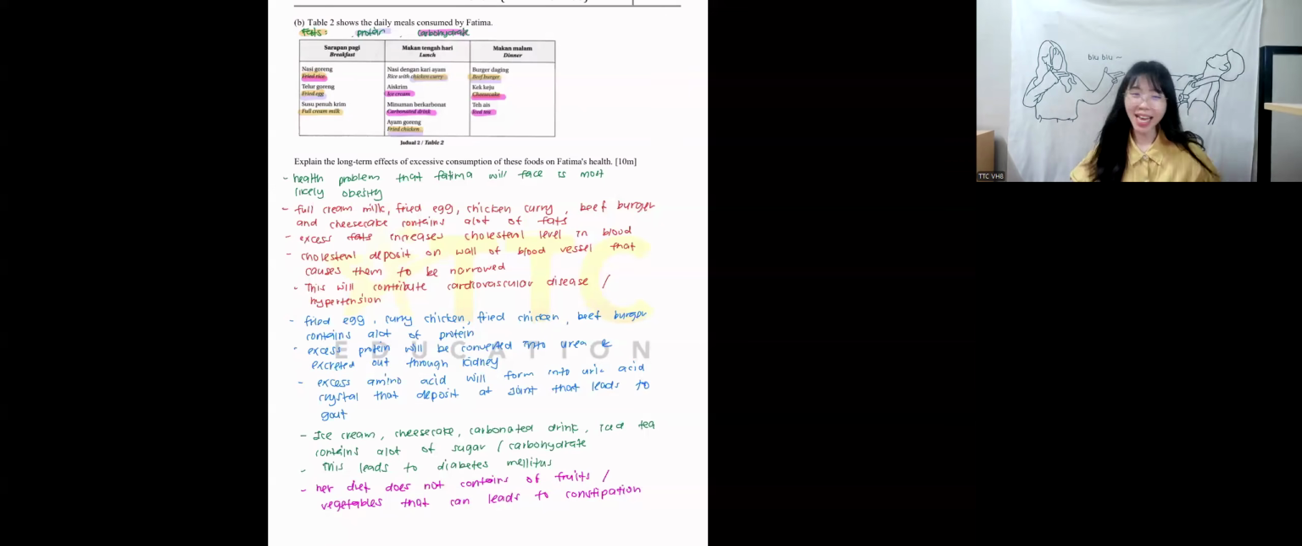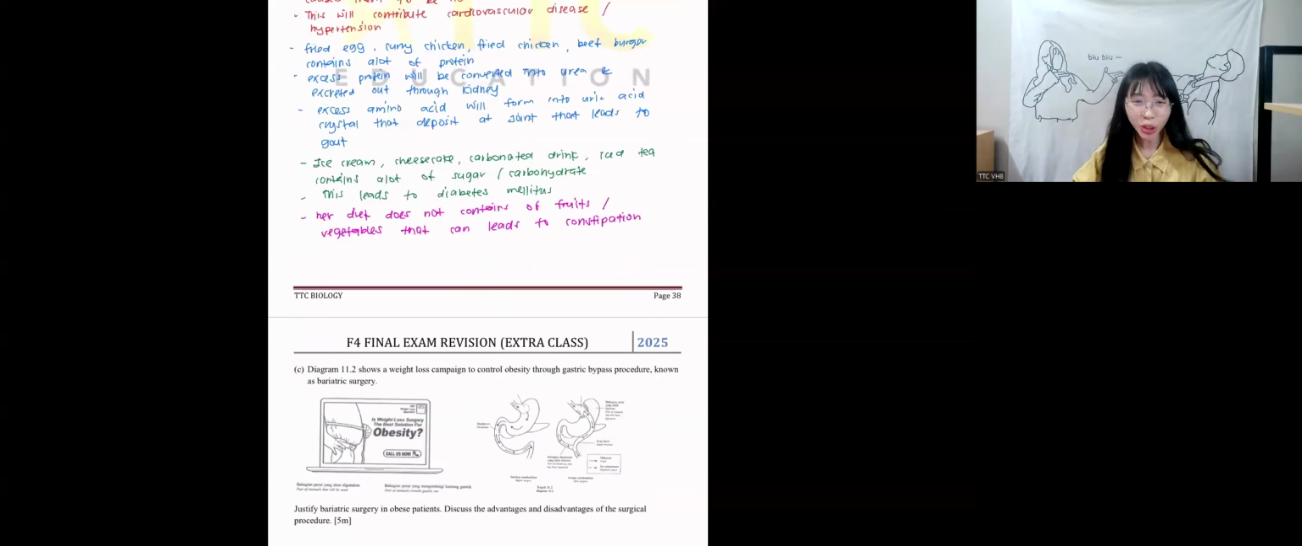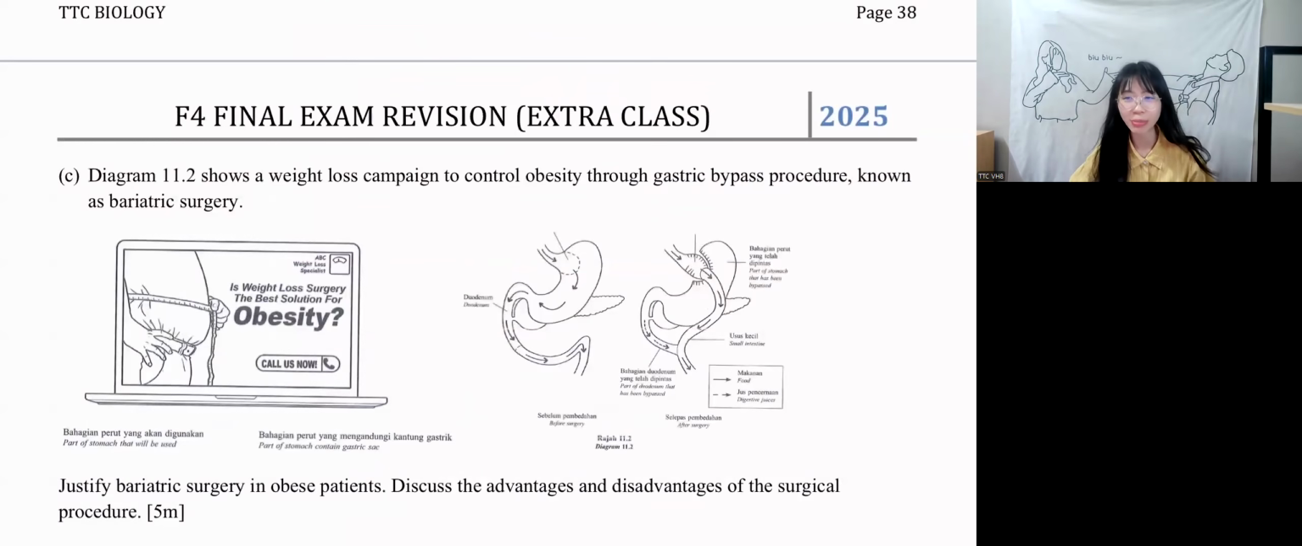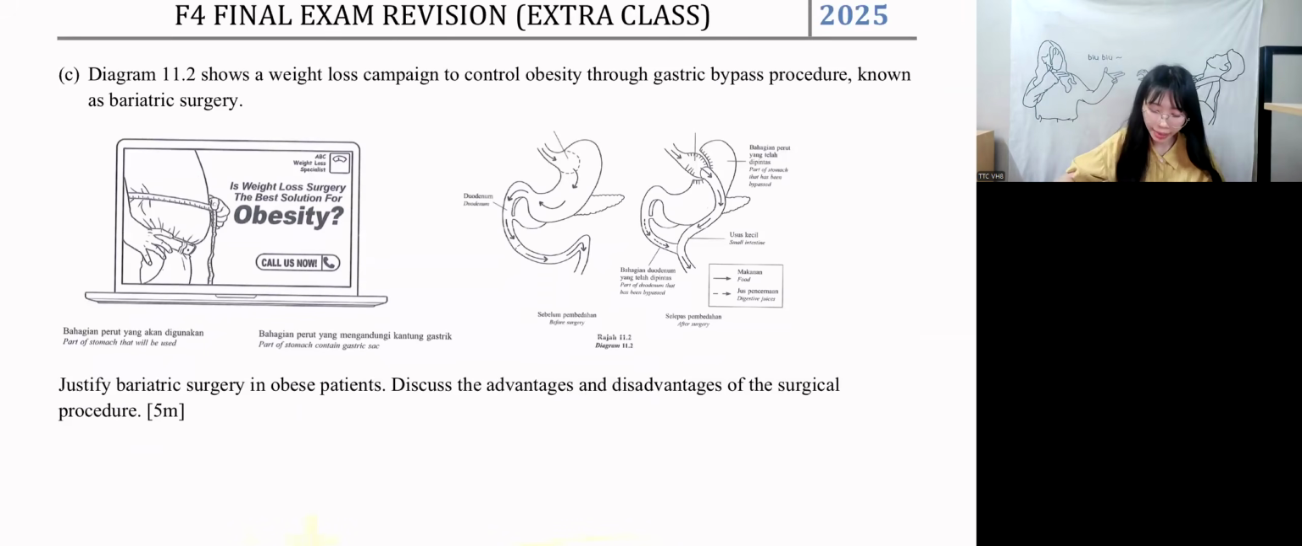Okay, then next question. 11.2 shows a weight loss campaign to control obesity through a gastric bypass procedure known as bariatric surgery. Justify bariatric surgery in obese patients. Discuss the advantages and disadvantages of the surgical procedure. Okay, now we have 3 questions. First, they ask you to justify. Number 2, they ask you to talk about advantages and disadvantages.